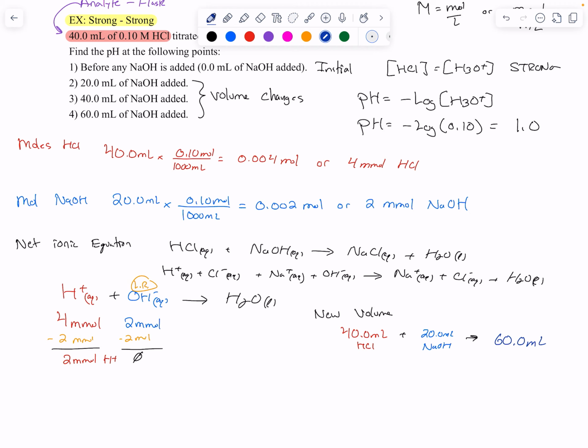All right, so if we have 60 milliliters, we have 2 millimoles, so we'll take our 2 millimoles of H plus and divide it by our 60 milliliters. Now, just note this is the same thing as 0.002 moles divided by 0.0600 liters, right? Same thing. And we're going to get a concentration of 0.033 repeating.